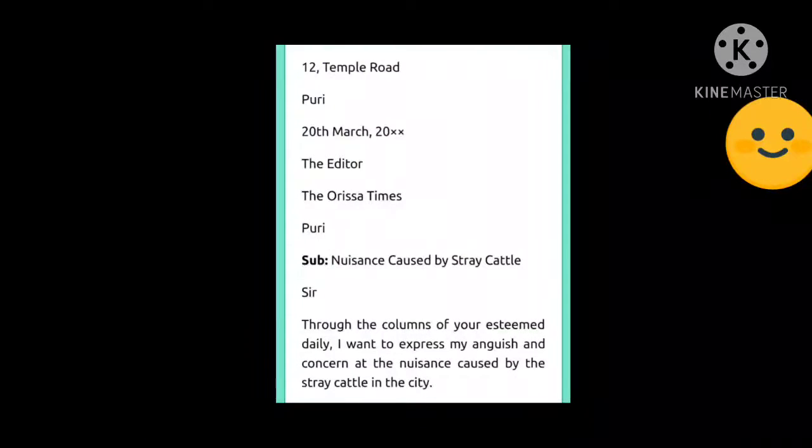As usual, 12 Temple Road, Puri. If any address is given, we will write it; otherwise we may write an imaginary address. Next to that, after giving some space, don't forget to give some space between each and every part or component, and we must mention the date. We can write the date as 20th March 2021, or you can also write March 20th 2021. Next, give some gap and write.